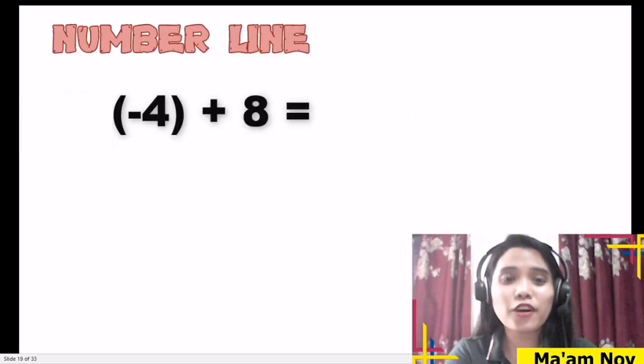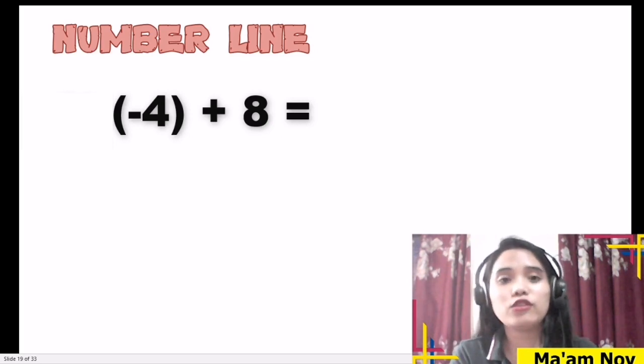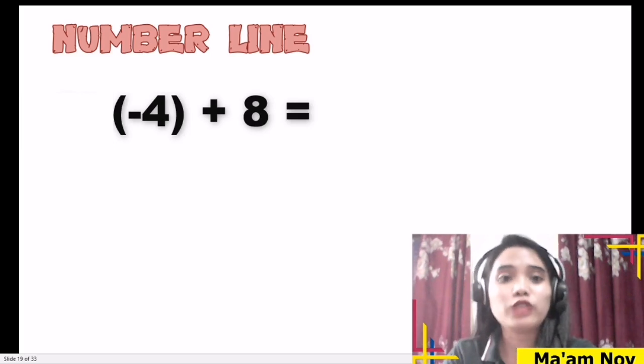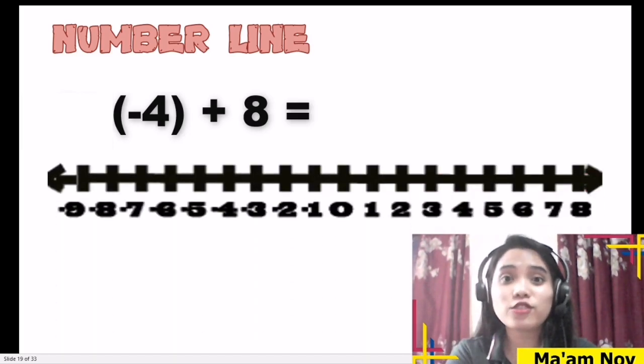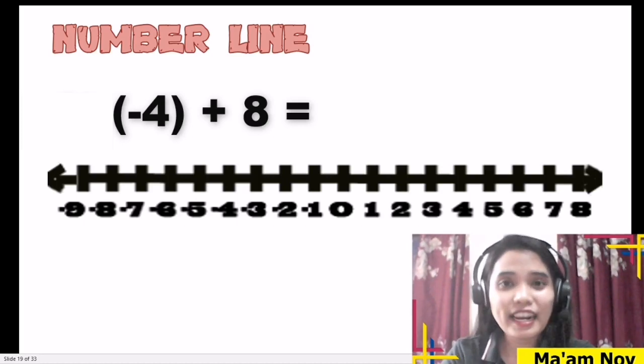How about number 4? Negative 4 plus 8. So, we will use number line. It's up to us if it's number line or tiles method. So, this time, gagamit lang tayo ng number line. So, negative 4 plus 8. So, saan tayo magsa-start? Okay, kay negative 4. So, naglalagay lang tayo ng dot kay negative 4.